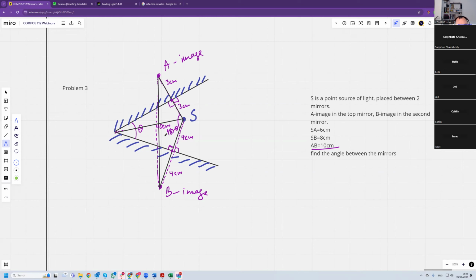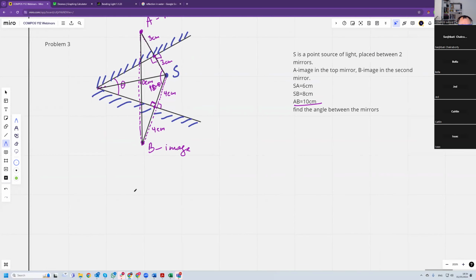180 minus theta. But we can work out these angles because we know this angle. Interesting. Because we know the dimensions of the triangle S A S B. We know that this is 6, and this is 8, and this is 10. So what is the angle S? What is this angle?